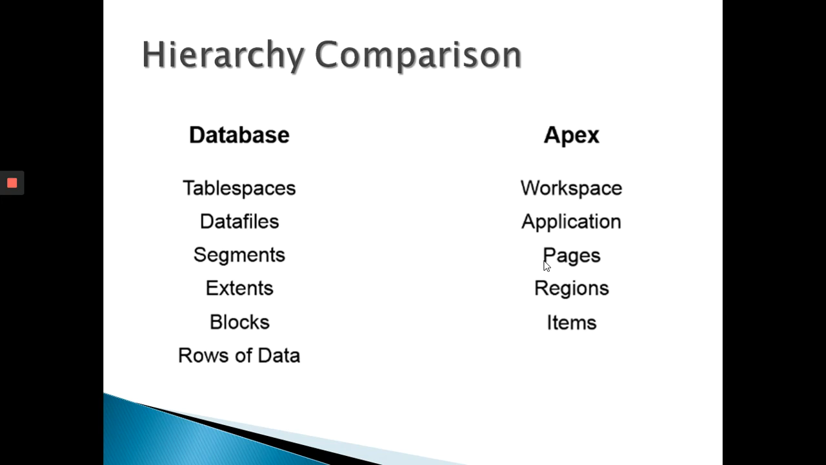Now, if you compare the same with Oracle Apex, on the top, we have workspaces. Under that, we build different applications. Under one application, we have multiple pages. And under one page, we have different regions, and in one region we have multiple items. So this is the hierarchy for Oracle Apex.